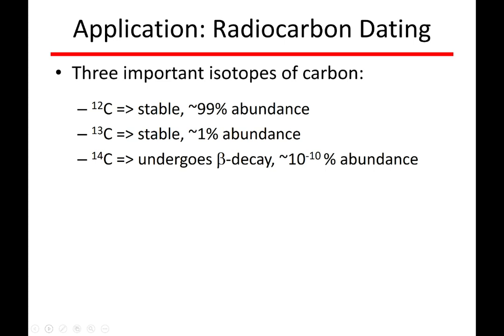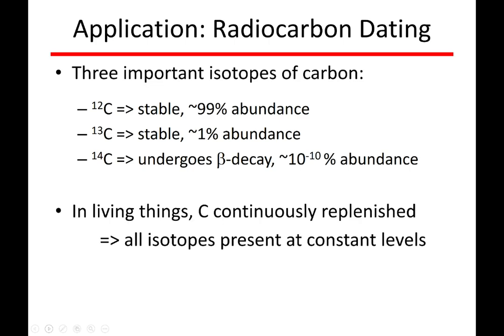Its natural abundance is somewhere around 10 to the minus 10%. But this isotope is unstable and undergoes a beta decay process, and so that will make any sample that contains carbon slightly radioactive. It will give off beta particles, and you can determine the number of beta particles that are being emitted to help give you information about the age of a sample.